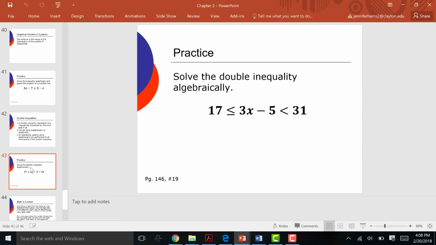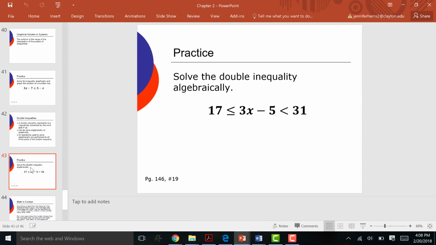So in the middle, I'm going to add 5. And because I'm going to add 5 in the middle, I'm going to add 5 over here on the left, and I'm going to add 5 over here on the right. Now we're just going to do the math like we typically do. Do the negative 5 and positive 5 cancel? Yes. So that's gone. So what's left in the middle? 3x. On the left side, I've got 17 plus 5, which is 22. And I've got 31 plus 5 on the right, which is? 36.